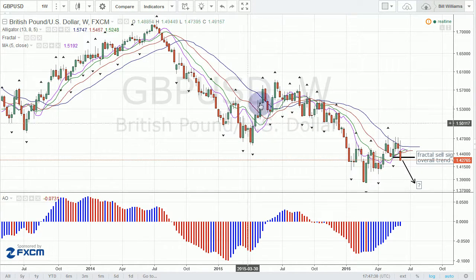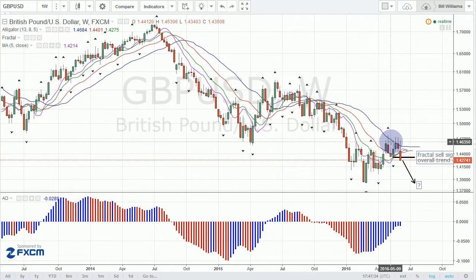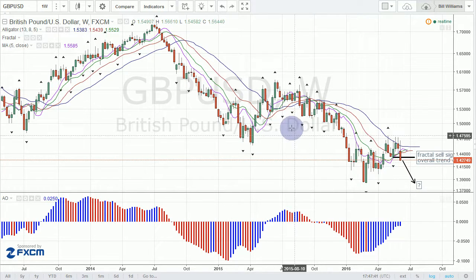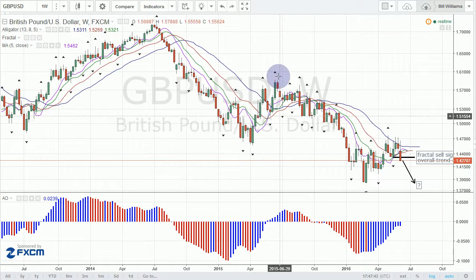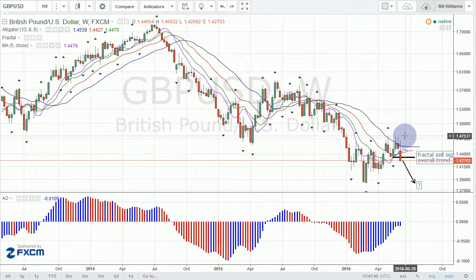This correction here was bigger, as you can see, compared to this one. The momentum indicator in the current correction did not go above the zero line. It did in this correction though. However, the fractal has been taken, and I sold here. My stop is right on top of here. Let's see how far this continues.